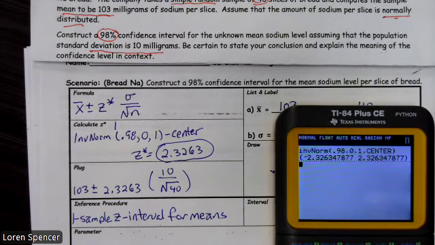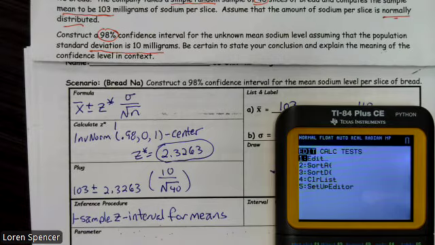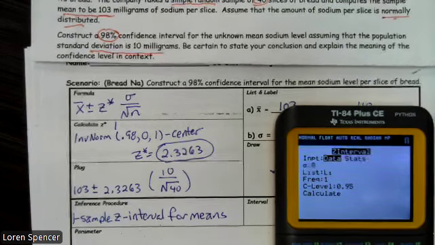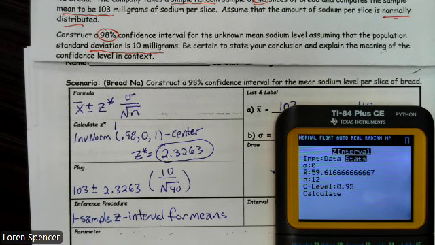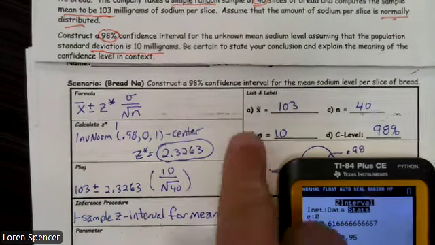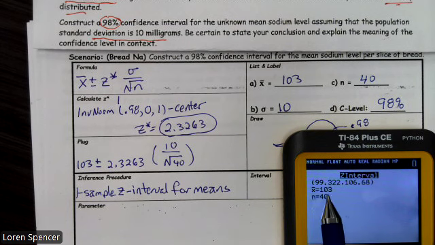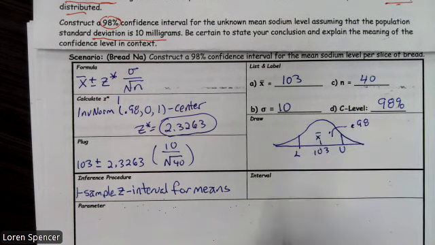Well, now that I have that information, I can go ahead and run this test. So I'm going to go to stat test, drop down to Z interval, which happens to be number 7 on my calculator. I'm going to highlight the word stats, and it asks for my standard deviation. Well, my standard deviation we recorded as 10. We recorded the sample mean of 103, a sample size of 40, and we want a confidence level of 0.98, or 98 divided by 100. So there's my lower bound and my upper bound, and I just need to write that down at this point.